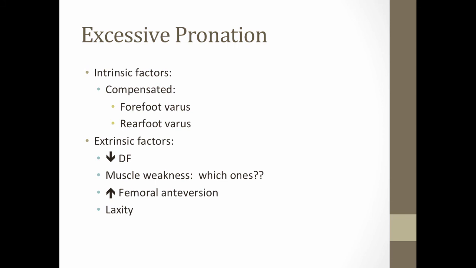We could also see excessive pronation, and again we should have a pop-up window indicating what are the intrinsic factors that could be contributing, including compensated forefoot varus and compensated rear foot varus. Extrinsically, we know if a patient has decreased dorsiflexion, the foot will pronate more to be able to bring the foot forward. There could be muscle weakness that's contributing to excessive pronation, and you should be thinking about what muscle groups would be weak if we saw excessive pronation. There could be increased femoral anteversion, and there can certainly be overall laxity within the foot.